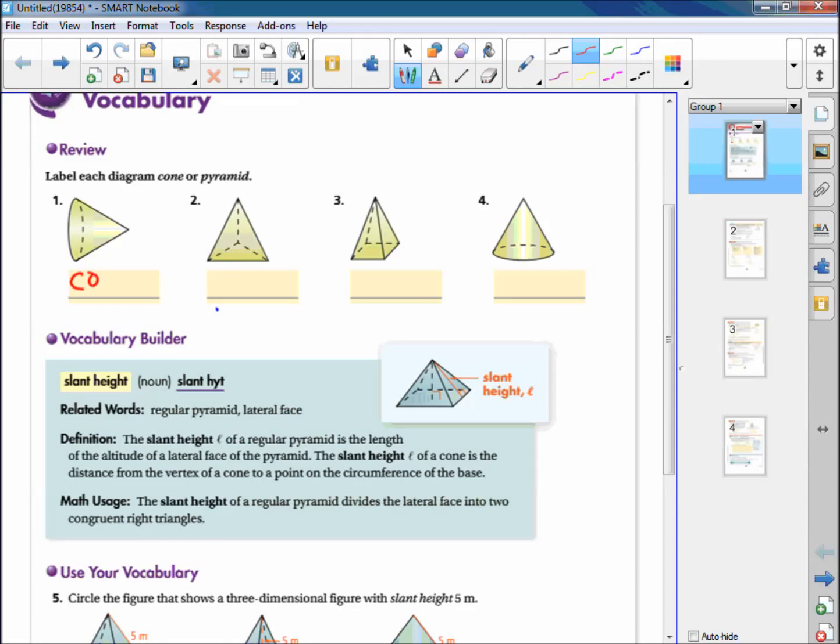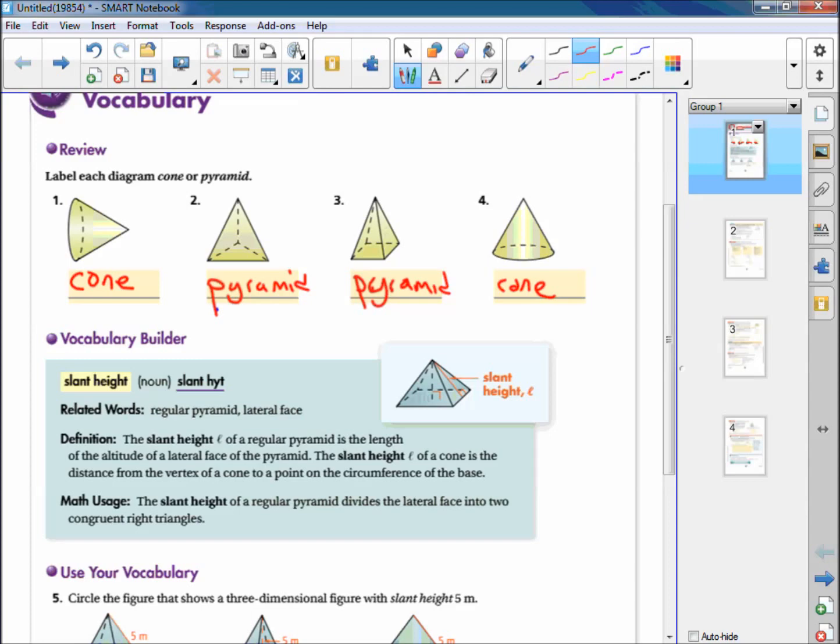All right, so this first one is a cone. The second one is a pyramid. The third one is also a pyramid. And the last one is a cone. All right, so what's the difference between a prism and a pyramid?